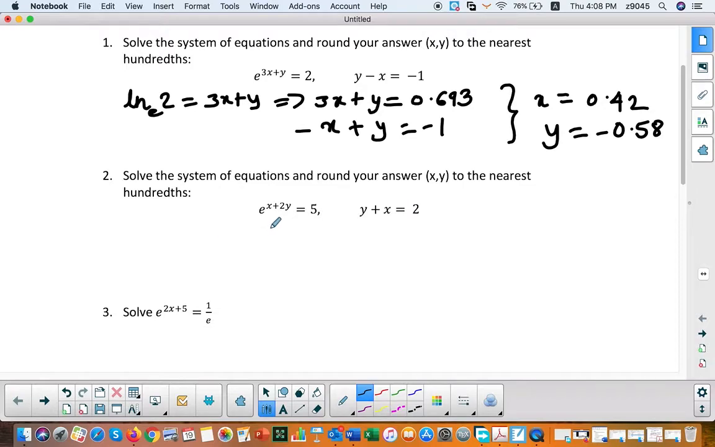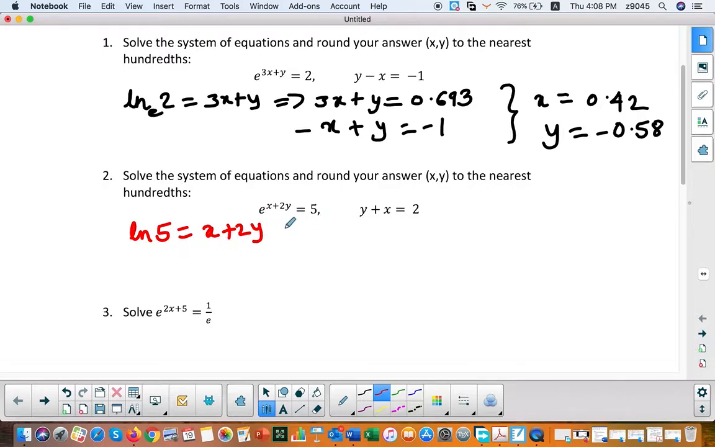The second question is based on the same concept. We have a linear equation and an exponential function. We can convert the exponential form into log form so that it also becomes a linear equation. So we are going to use ln again: ln of 5 equals x plus 2y. Again, the value of ln 5 is a constant value.